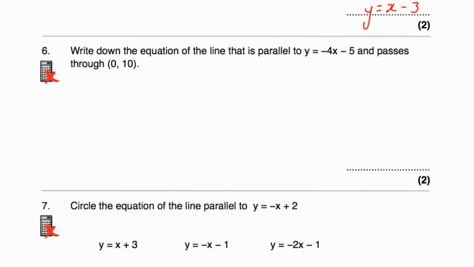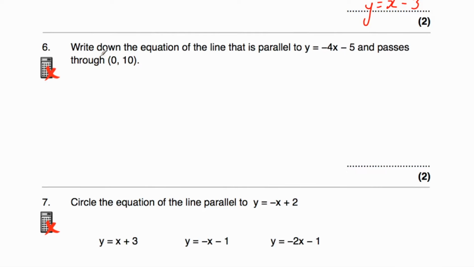Okay, let's have a look at question number 6. Question number 6 says, write down the equation of a line that's parallel to y equals minus 4x minus 5 and passes through the point 0, 10. So the line we've been given has got a gradient of negative 4, minus 4. So that means that our line, because it's parallel, will be y equals minus 4x. That'll be the start of it, the y equals mx.